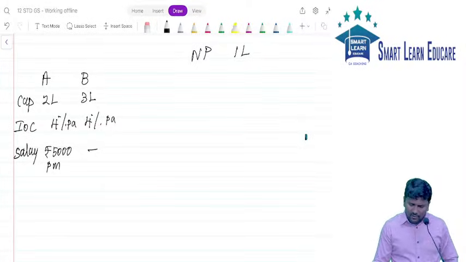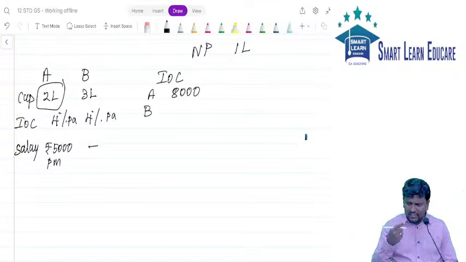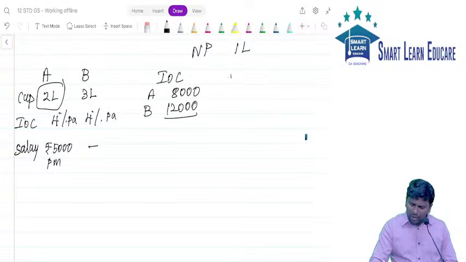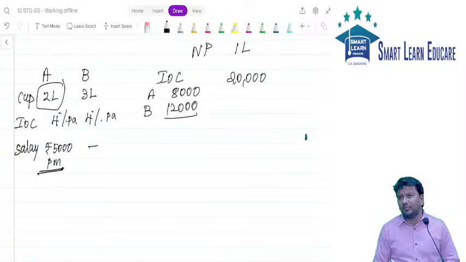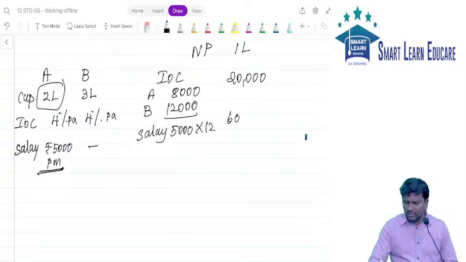Then what is divisible profit? Very simple. First take interest on capital. What is interest on capital of A? 2 lakhs into 4% will give you 8,000. What is interest on capital of B? 3 lakhs into 4%, 12,000. Then total to pay interest on capital, how much is required? 20,000 is required. And also we need to pay salary of 5,000 per month. So 5,000 is the salary for 1 month. For 12 months, what is the salary? 5,000 into 12, it is 60,000.